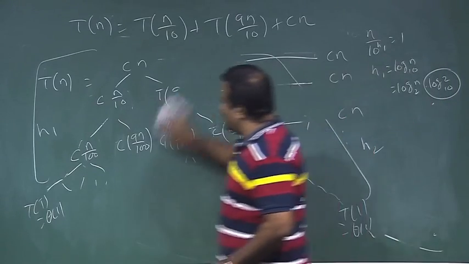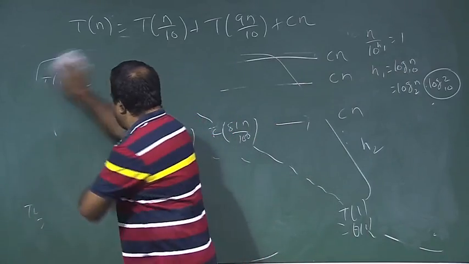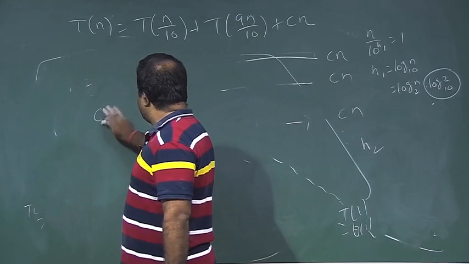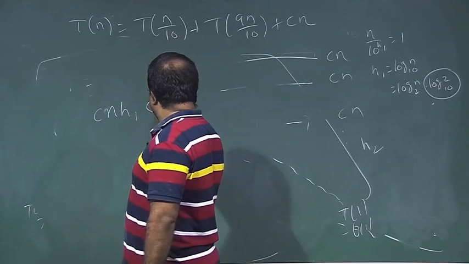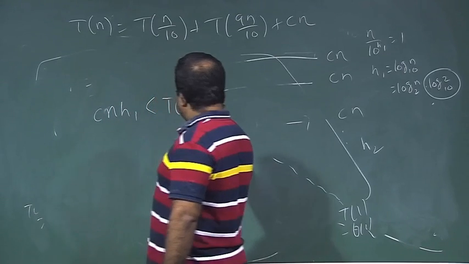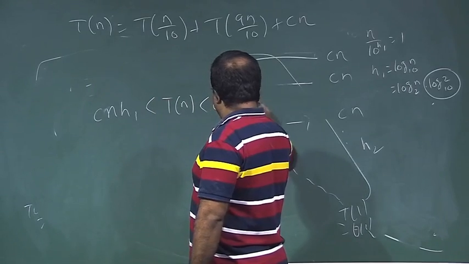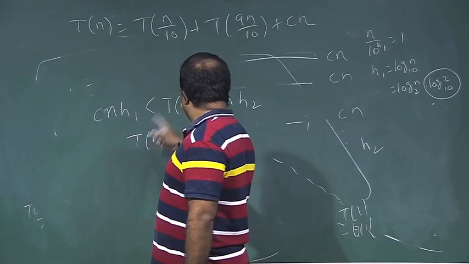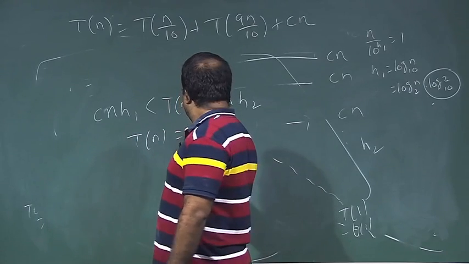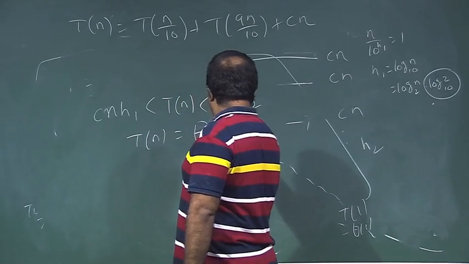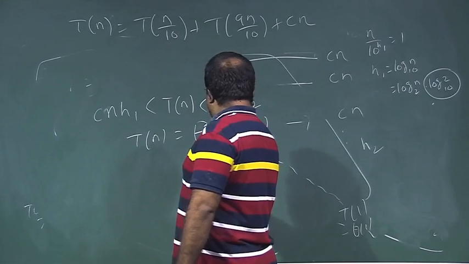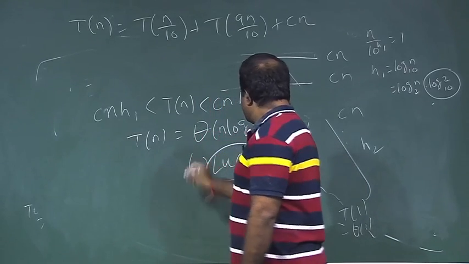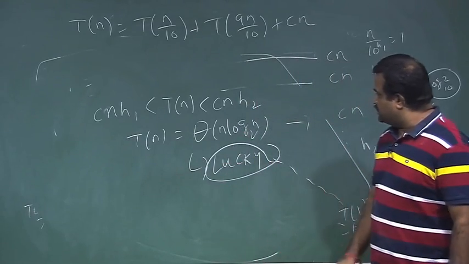So, basically if we have a complete tree like this, Tn is bounded: Cn h1 is less than or equal to Tn, which is less than or equal to Cn h2. Because h1 and h2 are both order of log n, this is n log n. This is the lucky case, n log n is the lucky case. That is why it is called almost best. So, that is the thing.